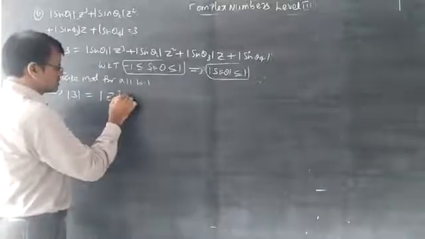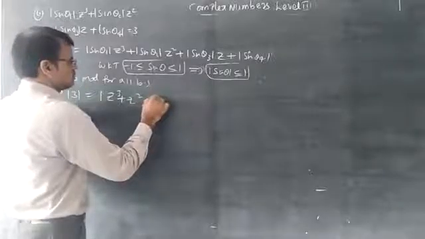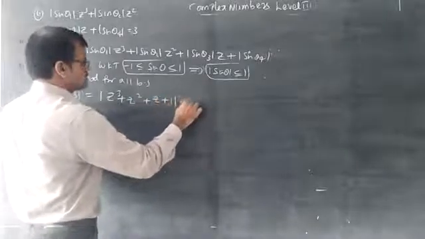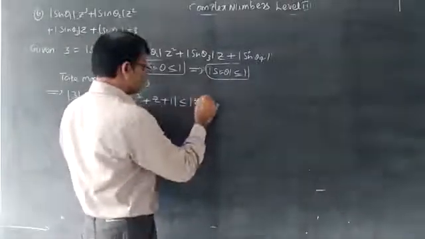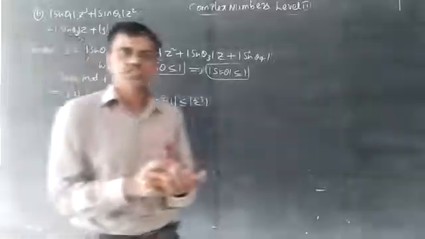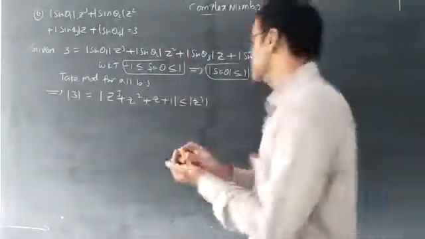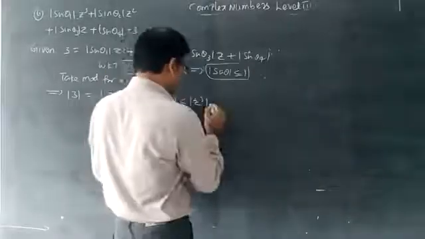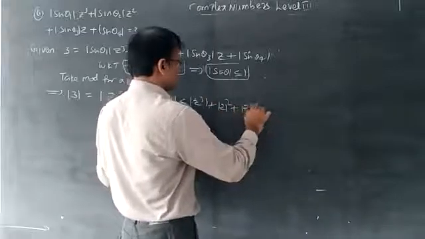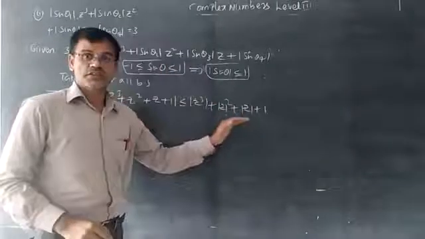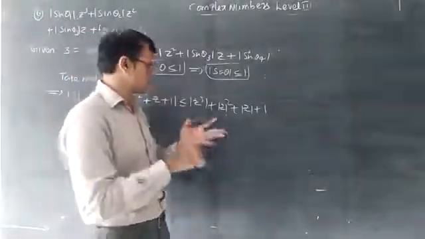This is like this: modulus of z cube plus z square plus z plus 1. This is less than or equal to, like this, the modulus separately of z cube. According to the triangle inequality, you have applied total terms less than or equal to separate terms: modulus of z cube plus modulus of z square plus modulus of z plus modulus of 1. How many terms are there? Only 4 terms are there.